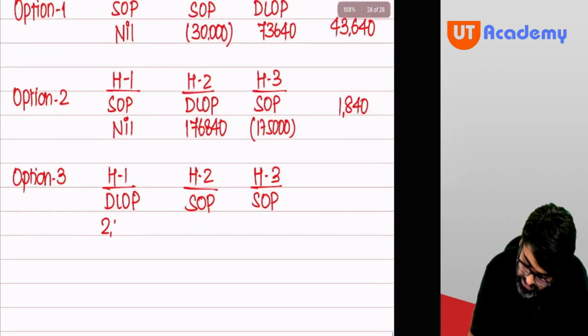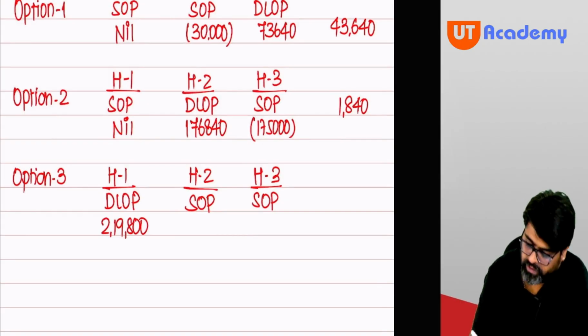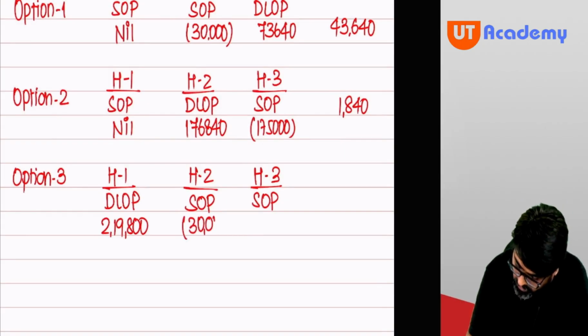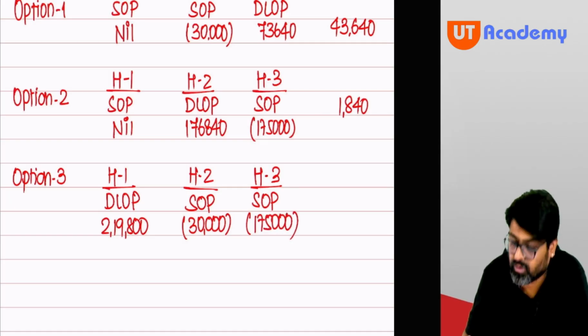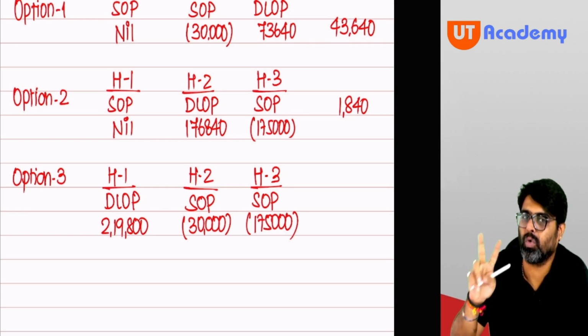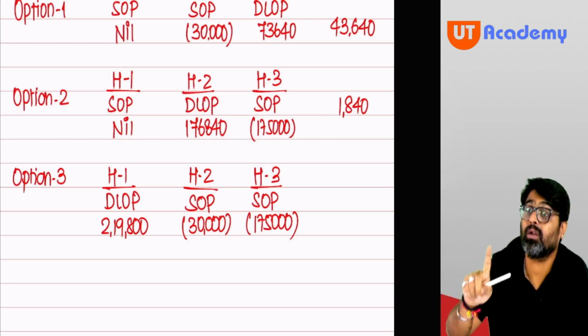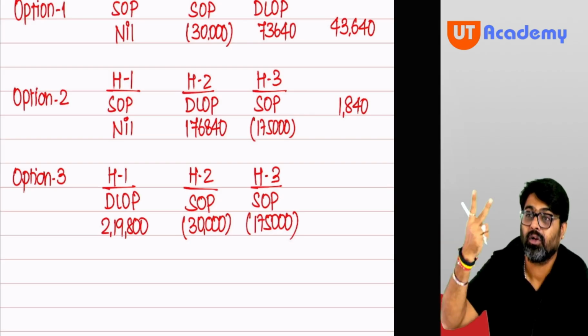So can I write down 2,19,800 over here? Now H2 is negative 30. H2 is negative 30 and H3 is negative 1,75,000. Yes or no? But wait, do you remember? One SOP or two SOPs taken together, the interest cannot be claimed more than 2 lakhs.